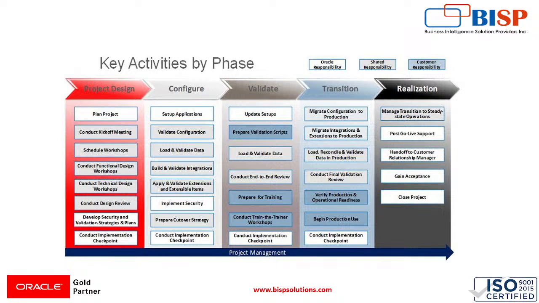Here we have to migrate all the configuration and all the data from the test instance to the production instance. Then we have to execute the whole project and sit for the final validation review. Then comes the realization, where we have to give go-live support. We hand over the project to the customer relationship managers, who handle it for the end user. Then we see whether the project is accepted or not, and if all these things are done, the project can be closed.